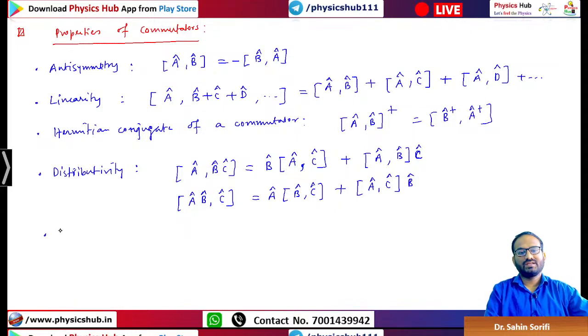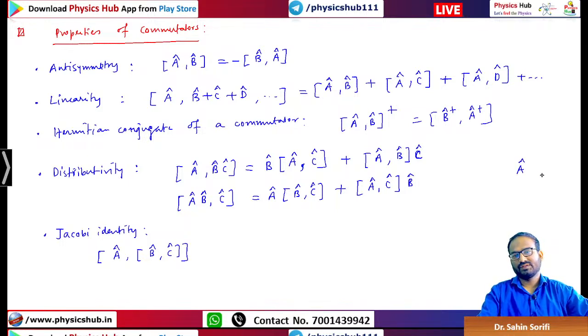On this note, there is a Jacobi identity also. Jacobi identity, you must have seen this kind of word in classical mechanics as well. But here in quantum mechanics, we deal with quantities which are operators. So the Jacobi identity is given by A, B, C. It's a cyclic thing. If you remember this cycle, then it will be very easy for you to remember the Jacobi identity.